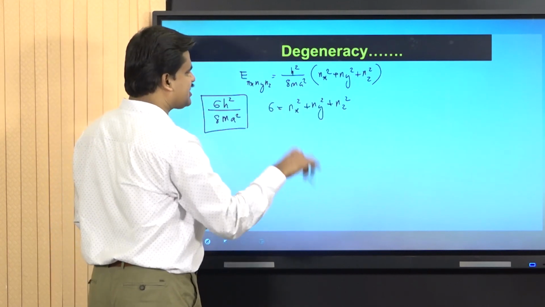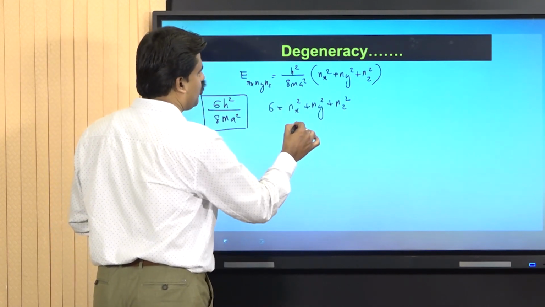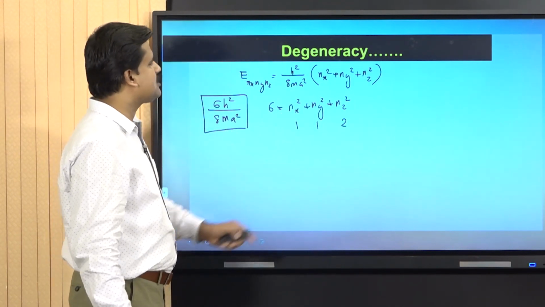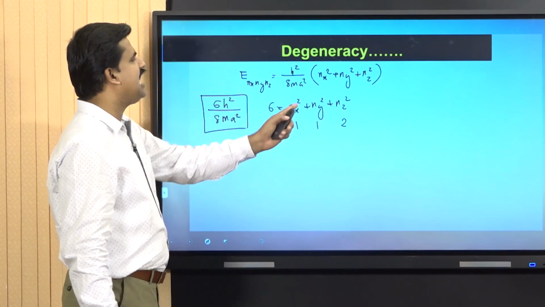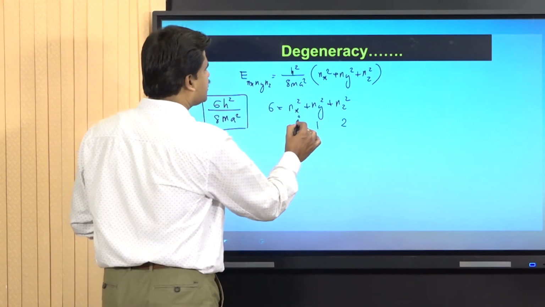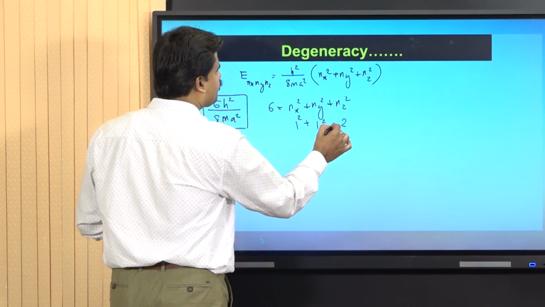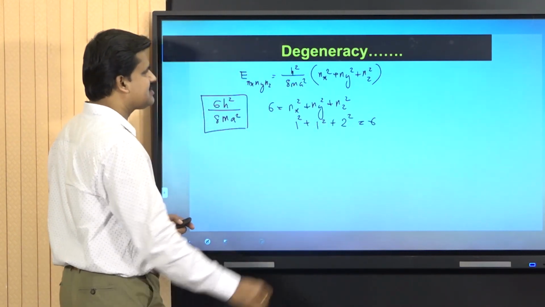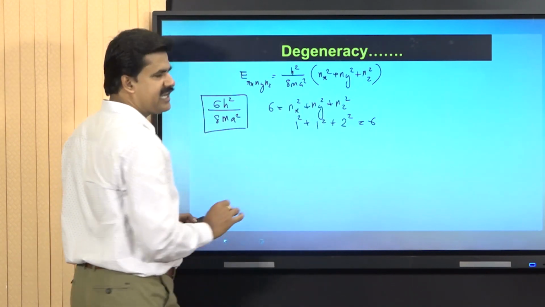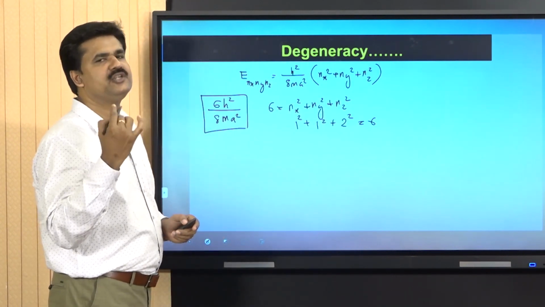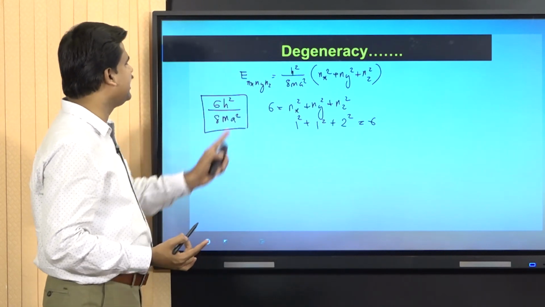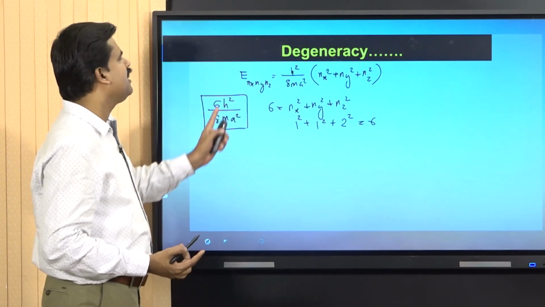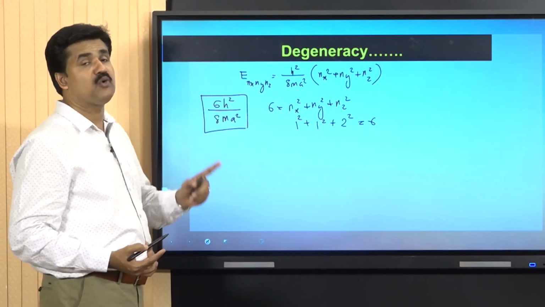The probable choice is 1 and 2. If we take nx equal to 1, ny equal to 1 and nz equal to 2, then 1 square plus 1 square plus 2 square equals 6. Hence, if I put the three quantum numbers as 1, 1 and 2, I will get total energy 6h square divided by 8m a square. Now, we can look at the possible arrangements.